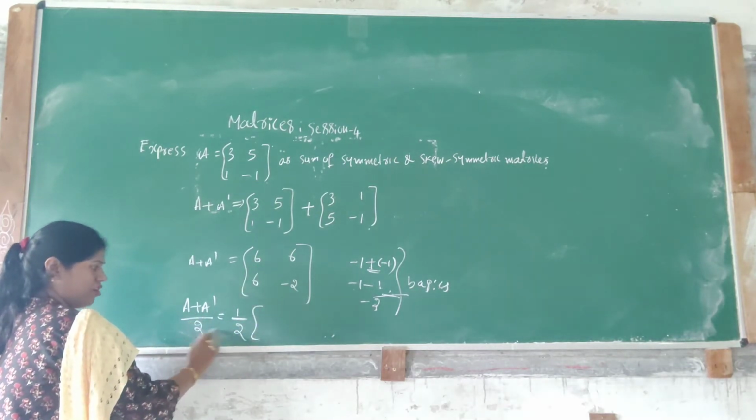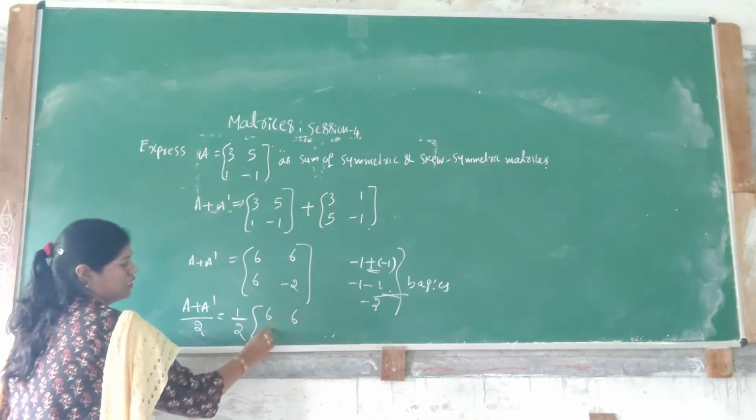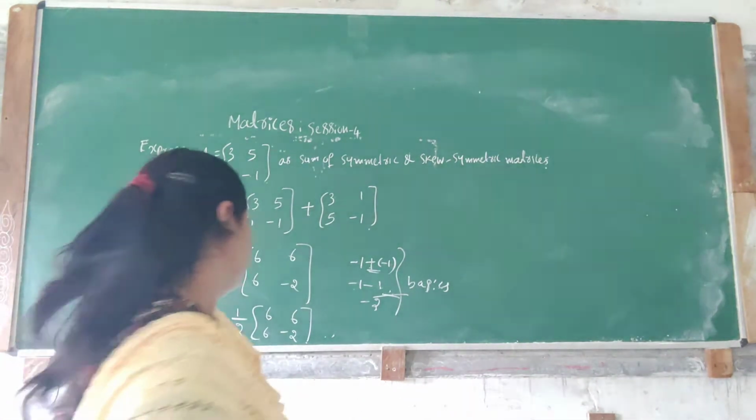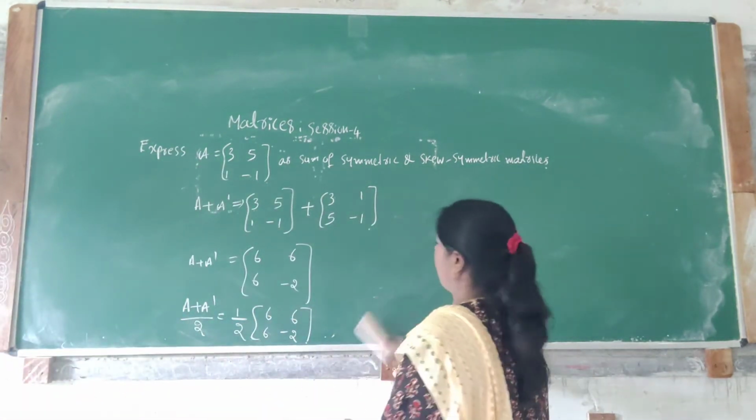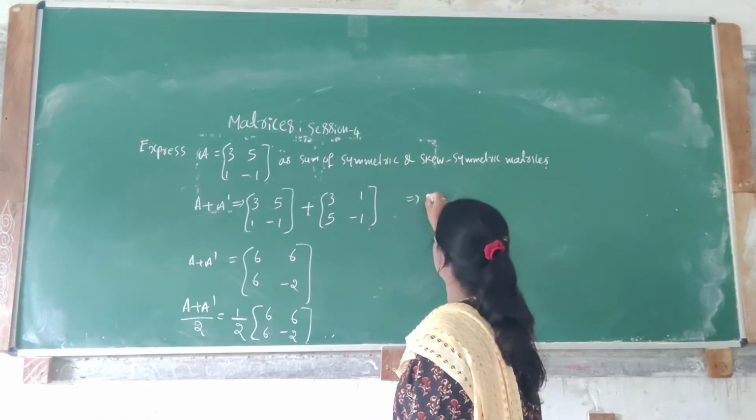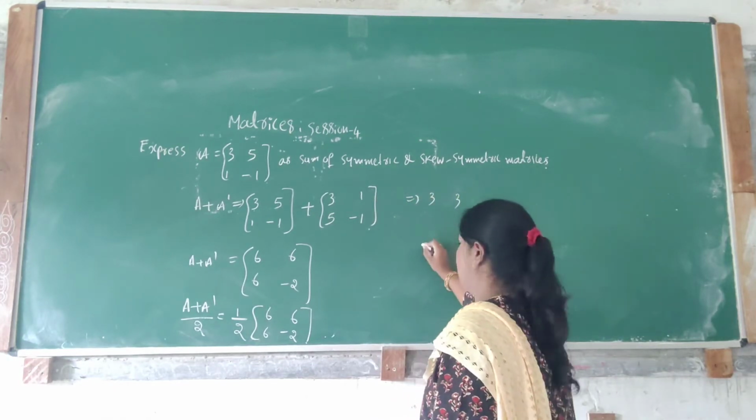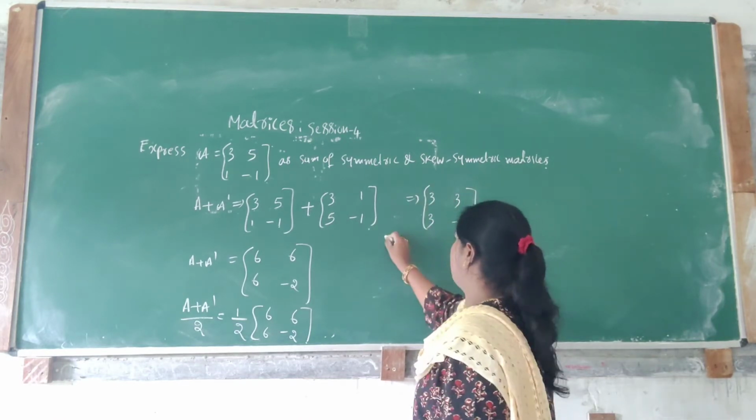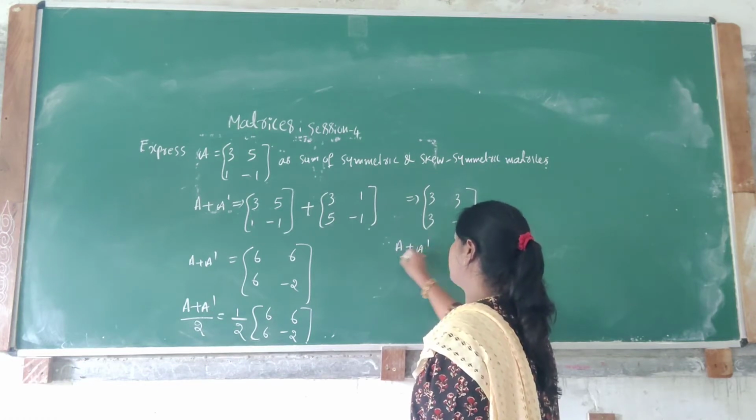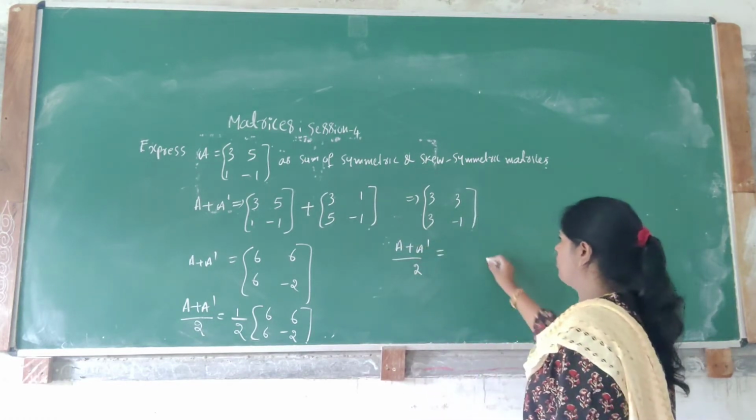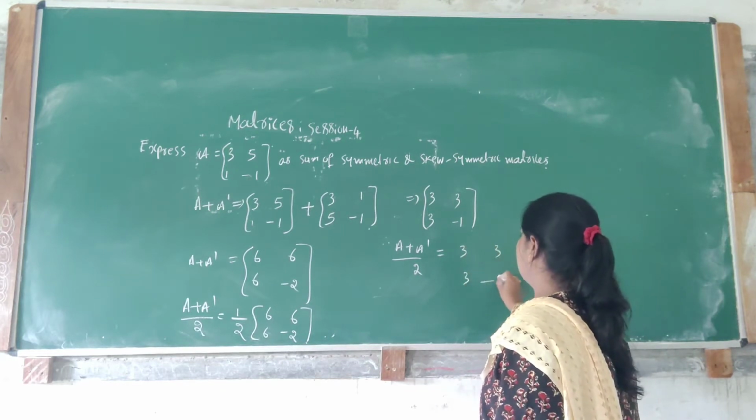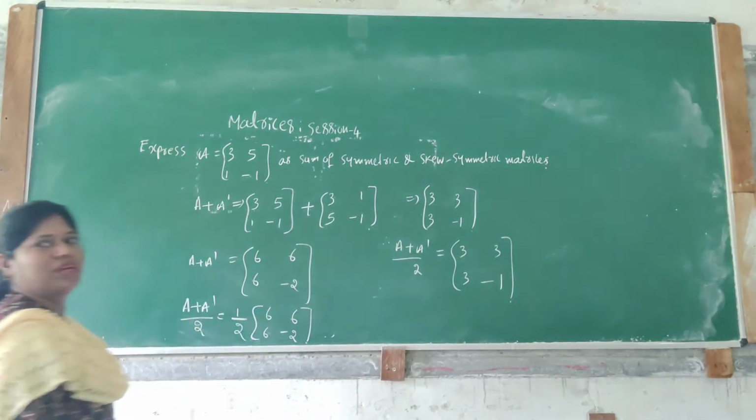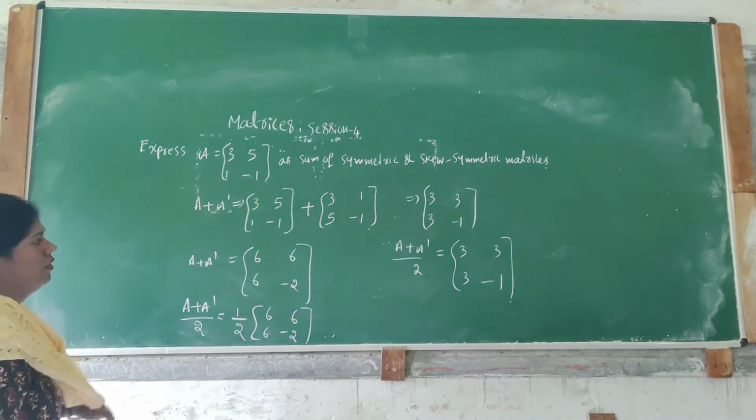This one, 1 by 2, is here according to this formula. So 6, 6, 6 minus 2. Okay, how will it be? 2 divided by 6, how many times will it go? So it equals 2 3s are, 2 3s are, 2 1s are, but minus. Therefore A plus A dash divided by 2 equals 3, 3, 3, minus 1. This one is A plus A dash divided by 2.